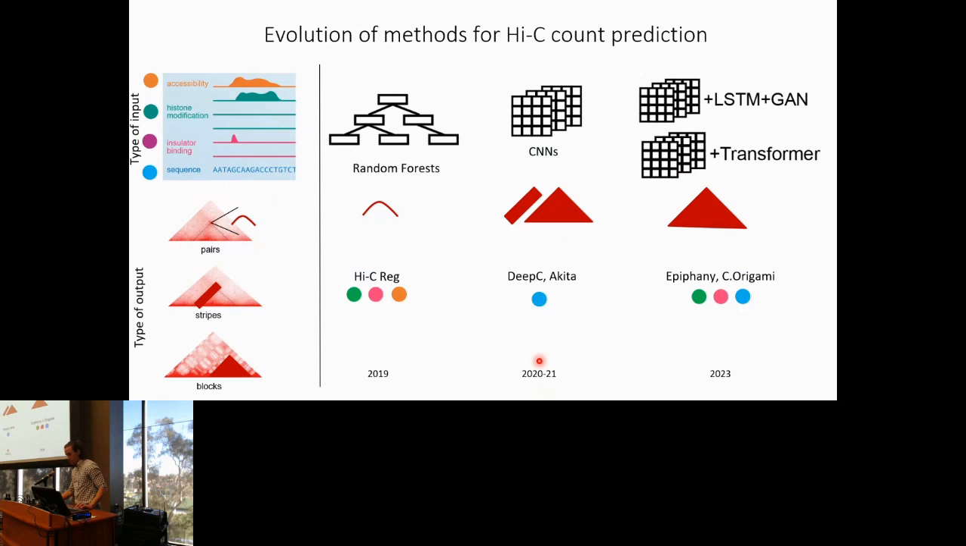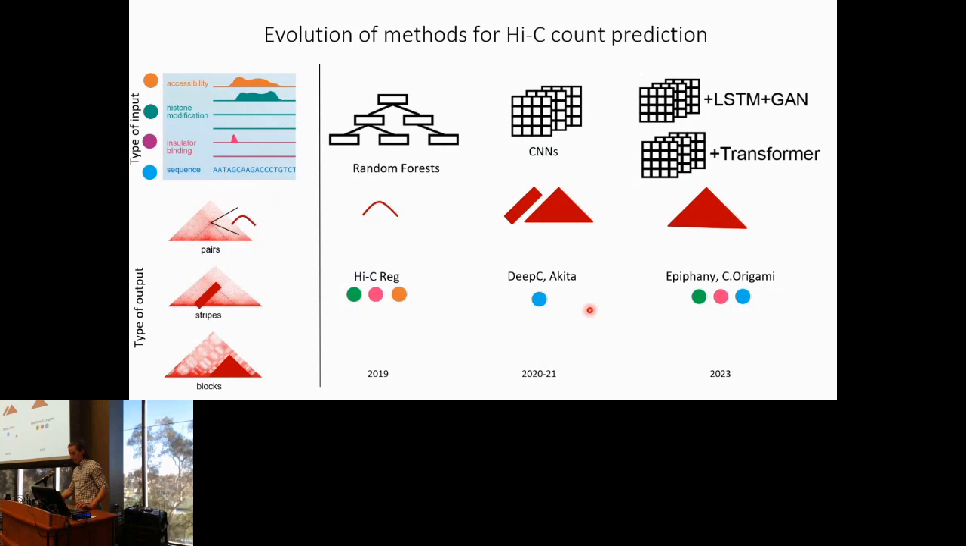Methods for count prediction have evolved over the years. There's a whole range of methods which can be grouped by the type of input they take in and the kind of output they produce. The earliest methods predicted counts for pairs of regions at a time. But as technology has progressed, deep learning has enabled prediction of larger structures like stripes and blocks.